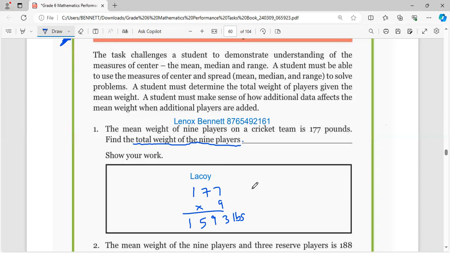So you see, guys, because it says the total of the 9 players. Remember how we get the mean? We added all the numbers and divided by the total number of numbers that we added. So it's 9 players. We find the total of some number and we divide it by 9, and the result should be 177. So to find that number, we just multiply 9 by 177. Very good. I love the explanation.